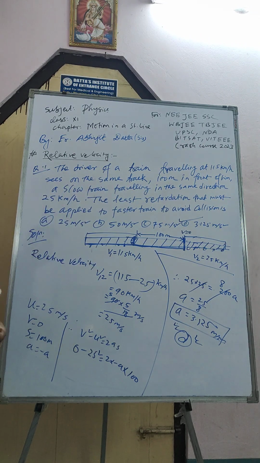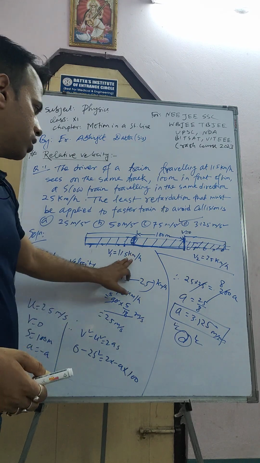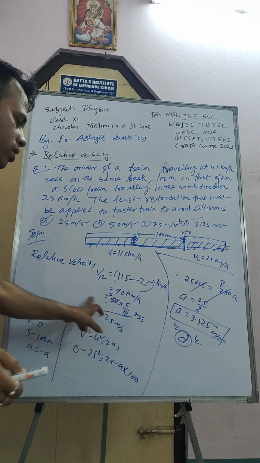Now we have to find out, after applying brakes, the retardation of the train to avoid the collision. So this is the answer. What I am doing: first we find the relative velocity of this train with respect to the other train. After that I convert it to meter per second.